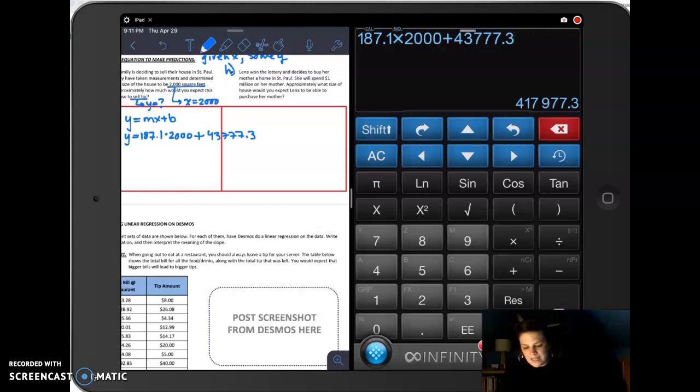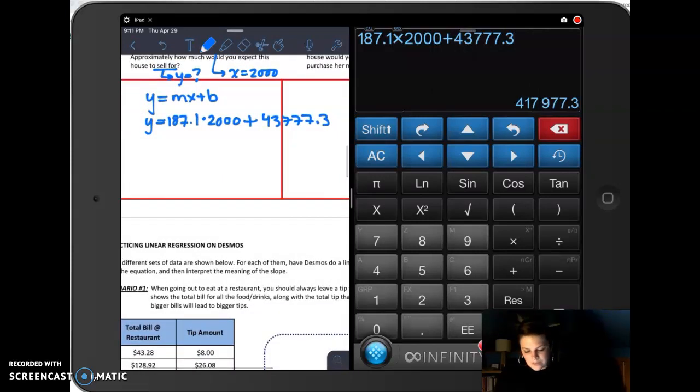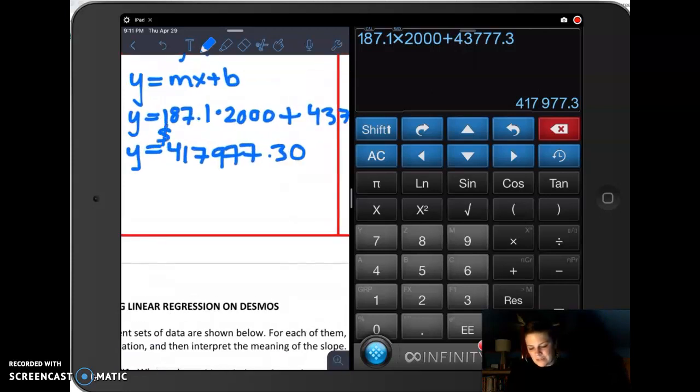And we get that this house, 2,000 square feet is a big house, for $417,977.3. And since the Y unit is money, we always add the little extra zero at the end to make sure that people understand that we know it's about money. And when we're talking about money, we don't say $0.3, we say 30 cents. And this is the money.